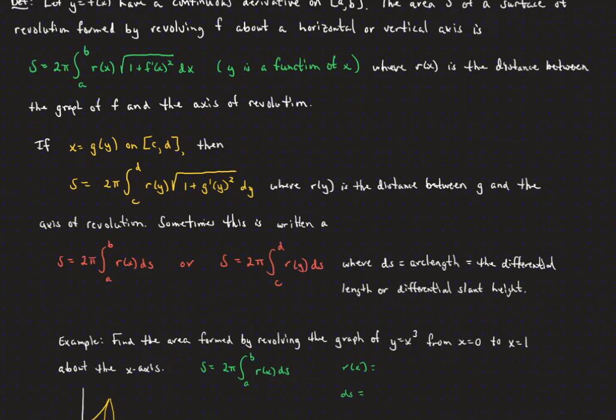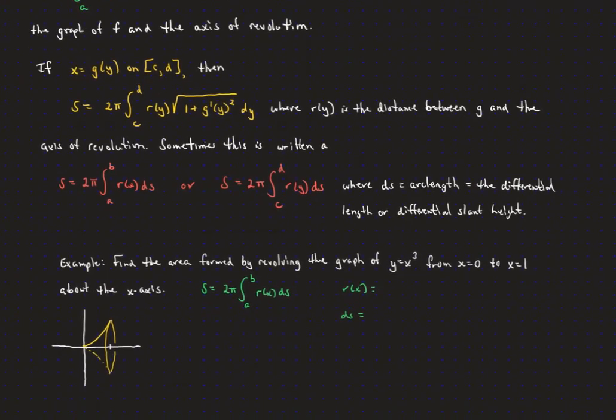Now we can also, if we think of it not as y as a function of x, but x as a function of y, then in the yellow you see that version. So now instead of using x limits, a to b, we're using y limits, c to d. It's still going to be 2 pi, and you're going to have a radius. That radius will either be, if we are revolving around the y-axis, our function of y, and if we're revolving around the x-axis, just the variable y. So that r of y represents the distance between our curve and the axis of revolution.